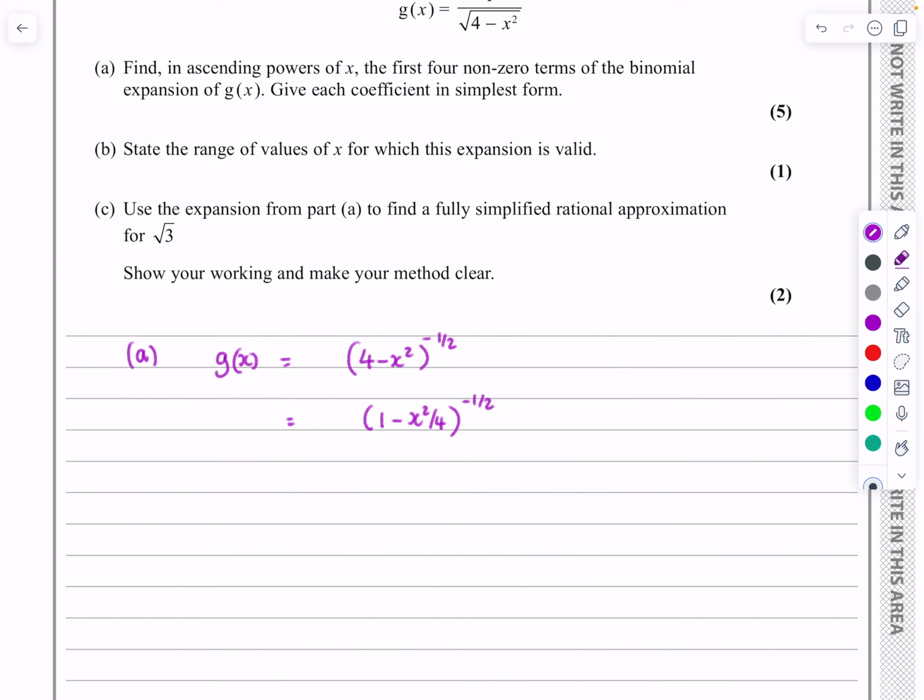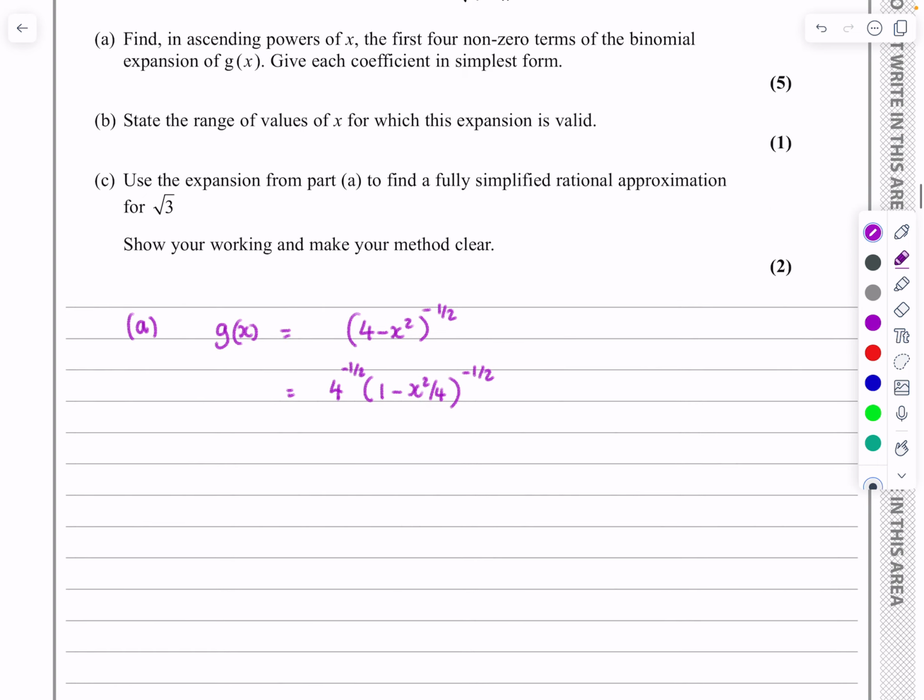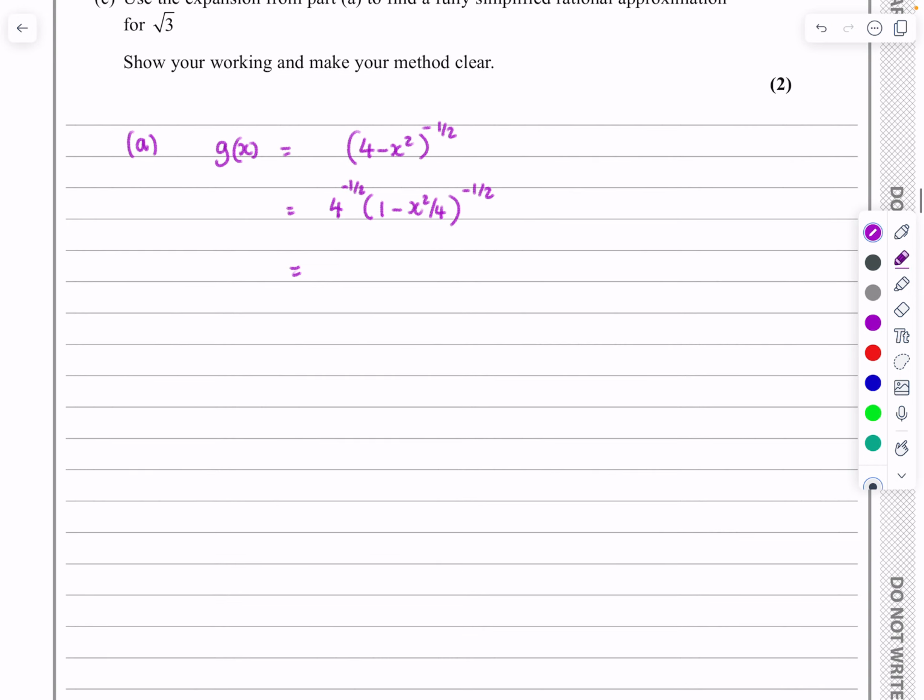When you're taking that 4 out of the bracket, then remember you're taking out 4 to the minus a half. I don't think that really catches too many people out. If you can do this question, then you can certainly do that part of it. Tidy that up. 4 to the minus a half is a half. So I've got 1 minus x squared over 4, all to the power of minus a half.